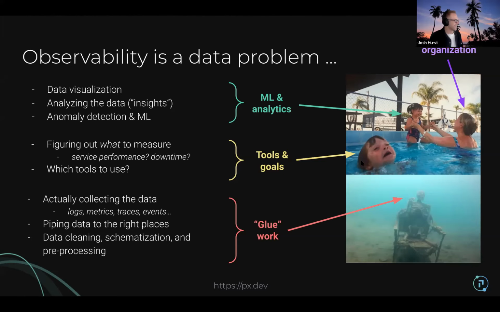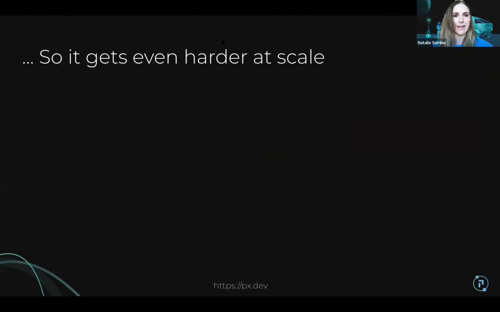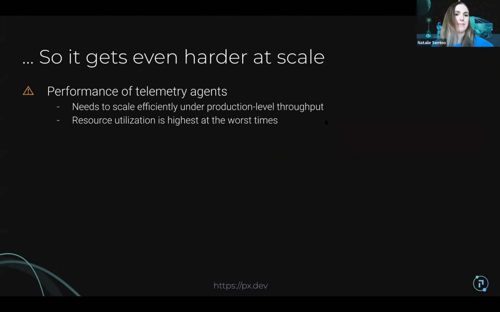So if observability is a data problem, it actually, like any data problem, gets a lot harder at scale. You have problems with the performance of telemetry agents. They need to scale efficiently under production level throughput and workloads in order to be useful to you. But resource utilization is actually highest at the worst times. I think we've all experienced when you have a spike in traffic and then your agent's using 80% CPU or something like that, and you can't even see what's going on because it might even take down your application.